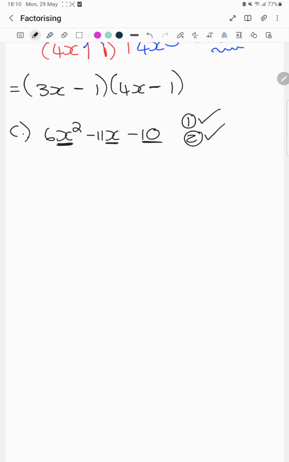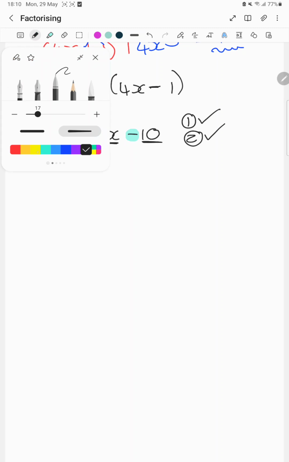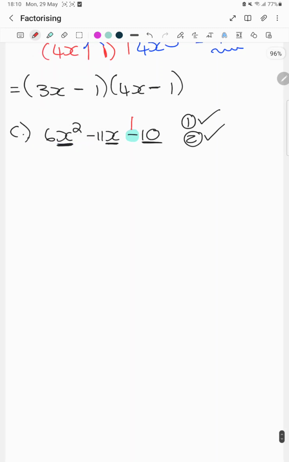Alright, so let's get to factorizing this. The first thing you want to look at is the sign in front of your constant. In front of my 10, I have a minus. So that means that one bracket has to have a positive and one bracket has to have a negative. That part is sorted. Now we go and get the factors.